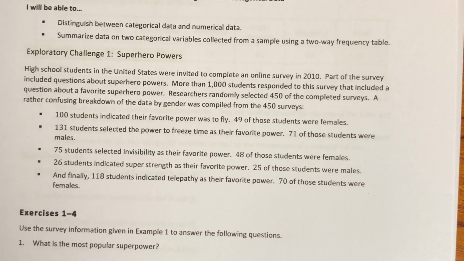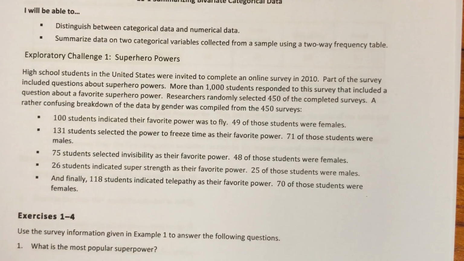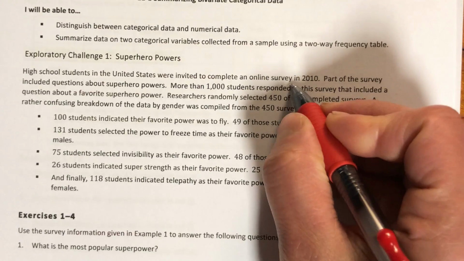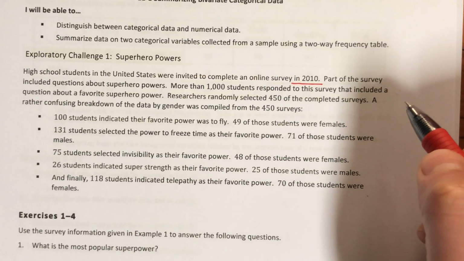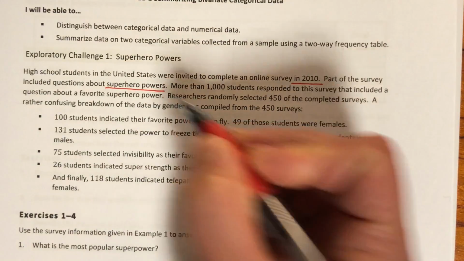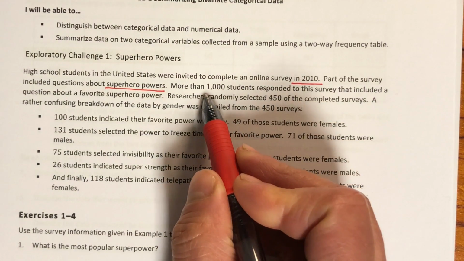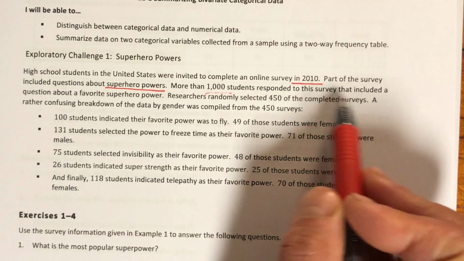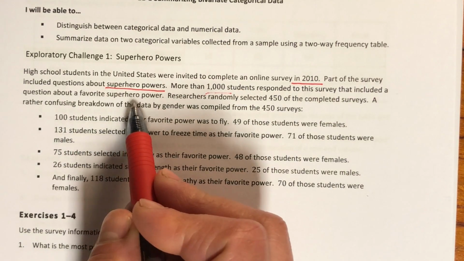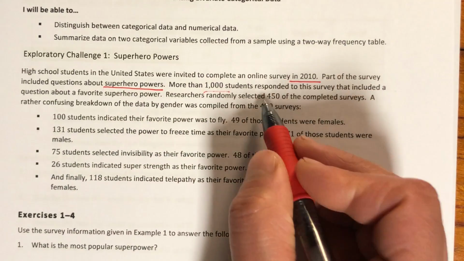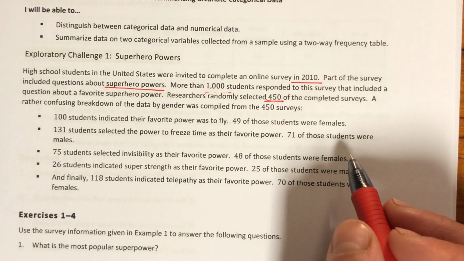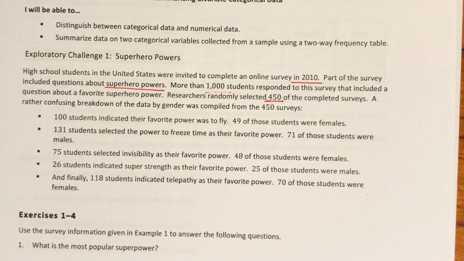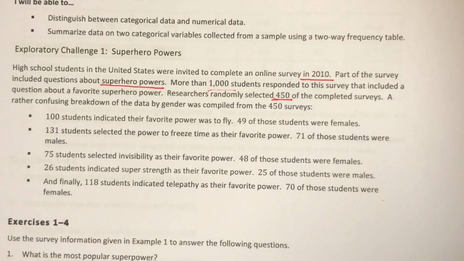Notice that this is about superhero powers, and we have high school students in the United States who were invited to complete an online survey in 2010. Part of the survey included questions about superhero powers. More than 1,000 students responded to the survey that included a question about the favorite superhero power. Researchers randomly selected 450 of the completed surveys, and a rather confusing breakdown of the data by gender was compiled from the 450 surveys. So let's see what's important in here.